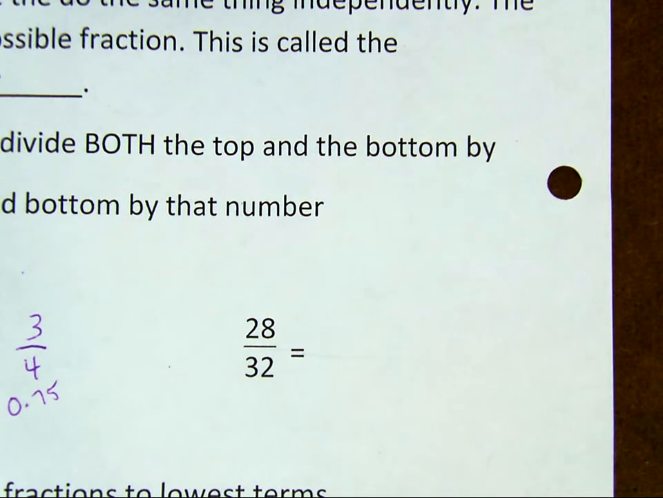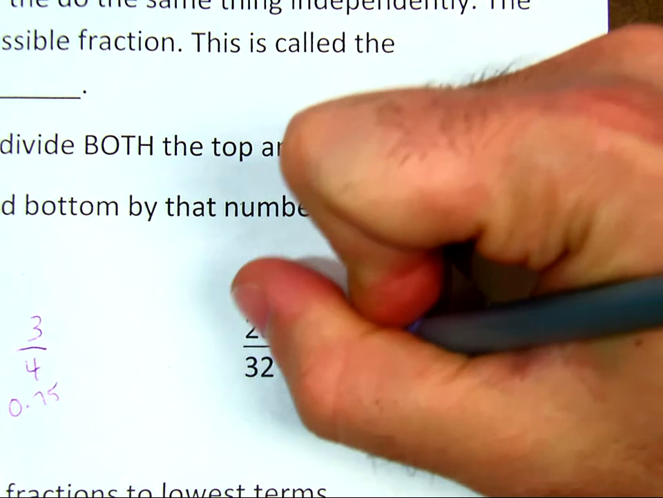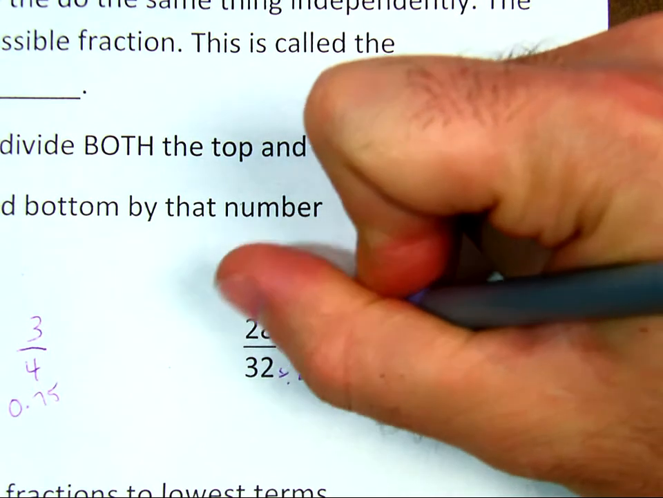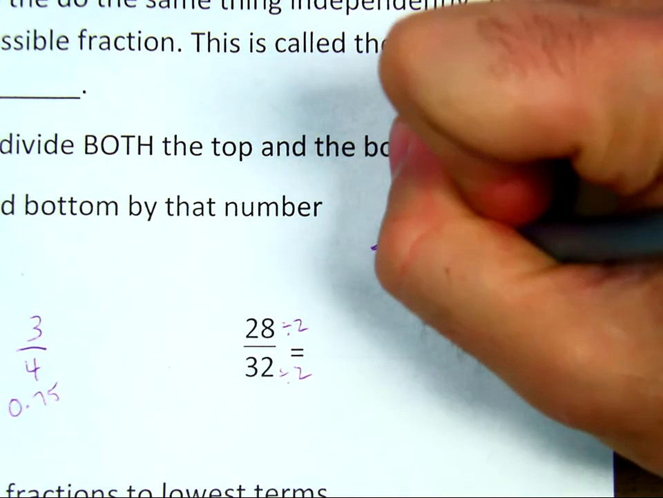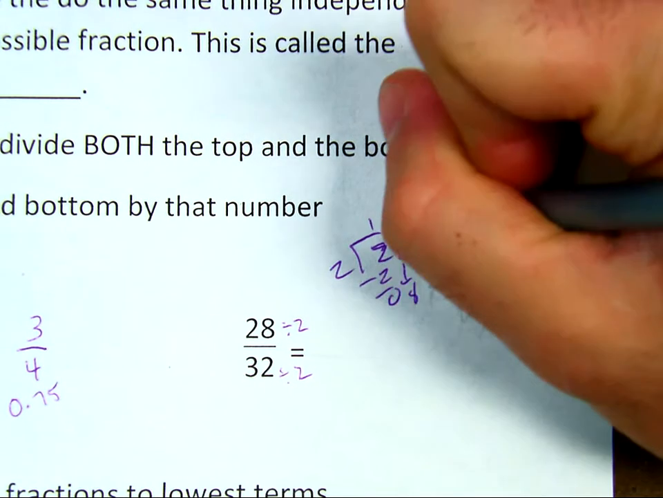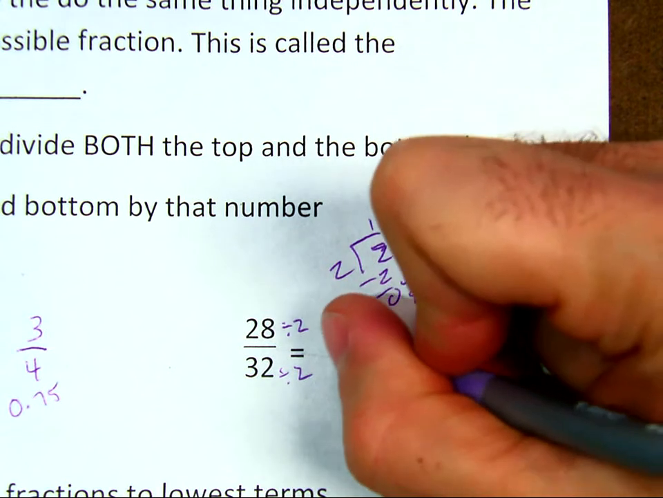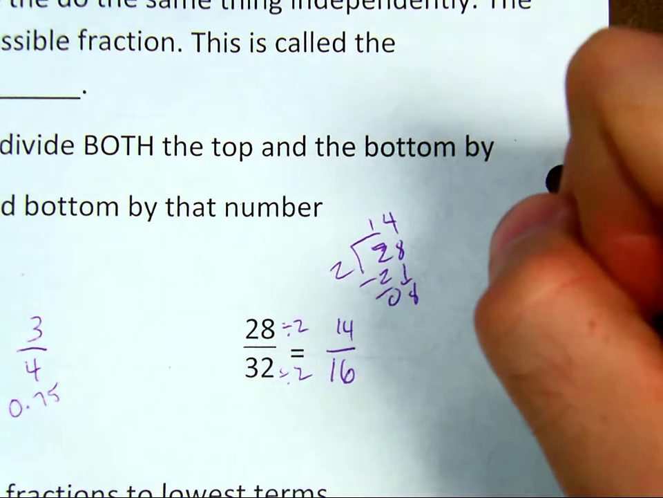Next one, much harder. 28 divided by 32. Off the top of my head, I just can't remember what I can do there, so I'm going to have to start small and do what I know. So I know I can divide both of these by 2. They're both even. 28 divided by 2 is 1, drop the 8, it's going to be 14. So that's 14. 32 divided by 2 is 16.